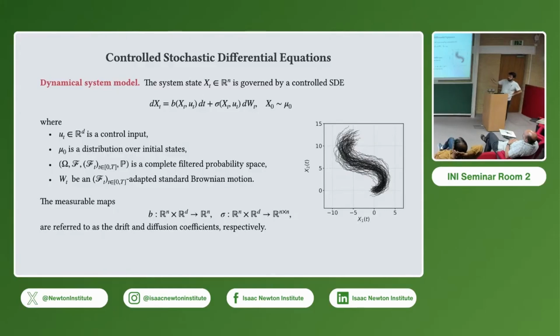b is called the drift component and is the one that can be thought of as deterministic, in the sense that conditionally on the state it is deterministic. And sigma is the one that models the randomness. So for example, wind can be modeled with such an equation.